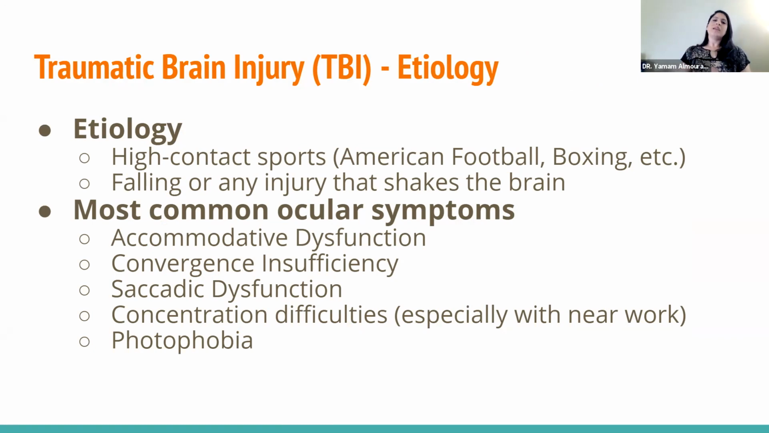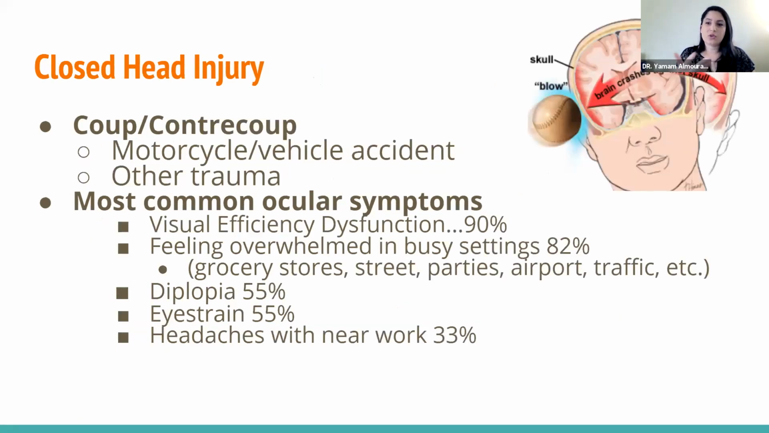So the etiology of traumatic brain injury: high contact sports and falling, any injury that shakes the brain. These are the most common etiologies. Ocular symptoms here: accommodative dysfunction, convergence insufficiency, and saccadic dysfunction. Those are the three that we talked about earlier. They are also the most common in TBI. And then concentration difficulties, especially with things up close, and photophobia. So being very sensitive to light, having to wear sunglasses even indoors, for example.